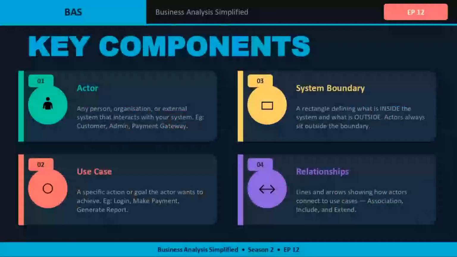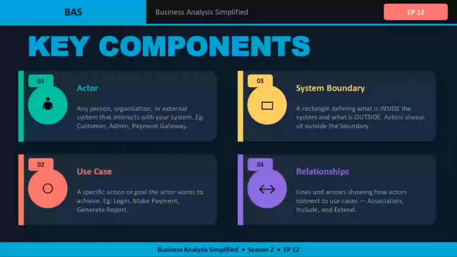A use case diagram has four key components. First, the actor. An actor is any person, organization, or external system that interacts with your system. For example, a customer, an admin, or a payment gateway. Second, the use case. A use case represents a specific action or goal the actor wants to achieve. For example, log in, make payment, or generate report.